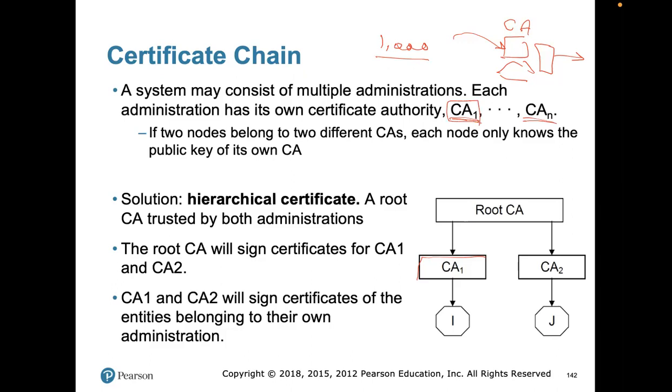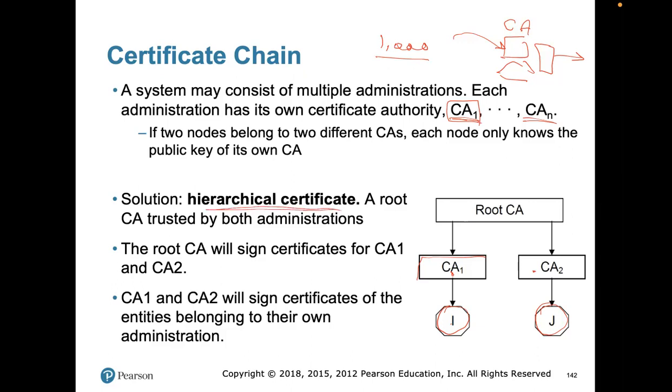We have situations like this: for example, I and J want to share keys. One of them wants to send his public key to the other one, and they are not under the same CA. I is working under CA1 and J is working under CA2. What should we do? How can we have them exchanging their keys? The approach that can be used is called hierarchical certificate.